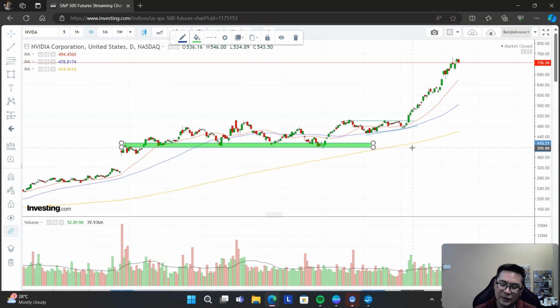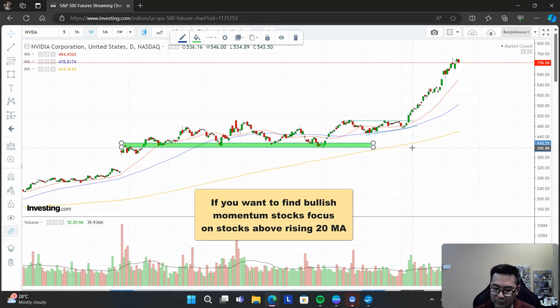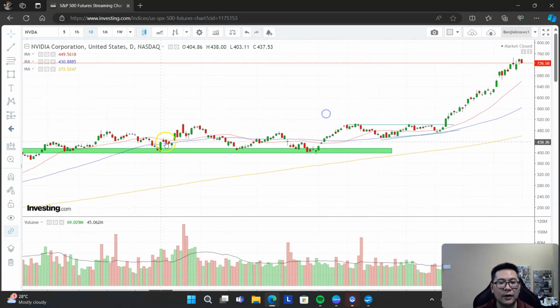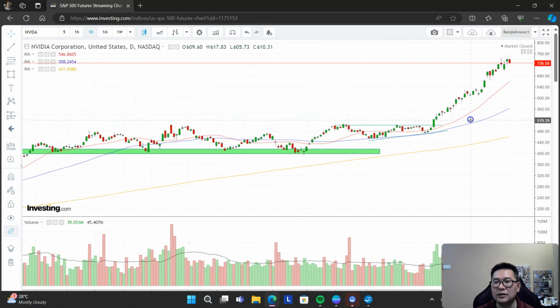Now, the fifth lesson that we can learn is if you want to play momentum stocks, focus on stocks that are above their rising 20 MA. You can see when NVIDIA broke out of this ascending triangle, the 20 MA was rising nicely. And these are very bullish momentum stocks. Here, we have the stock trading sideways and the 20 MA is flat, but once it started to rise, the stock shot up.